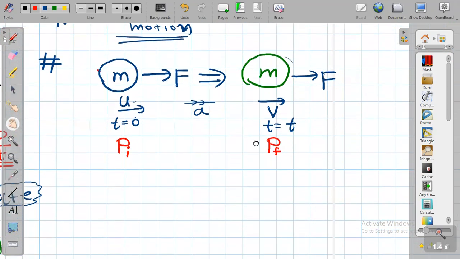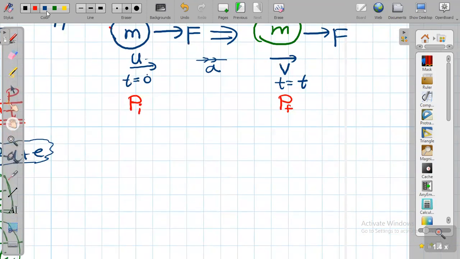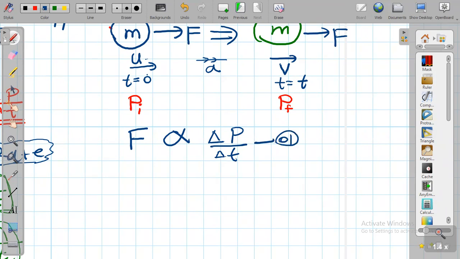Okay. The rate of change of momentum is directly proportional to the external and unbalanced force. So now, what is directly proportional to the rate of change of momentum? That means delta P over delta T. This is like equation number 1. What is delta P? Delta P means P final minus P initial. Equation number 2. And what is P? We know P equals mv.